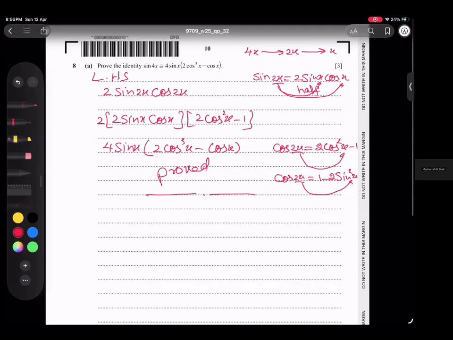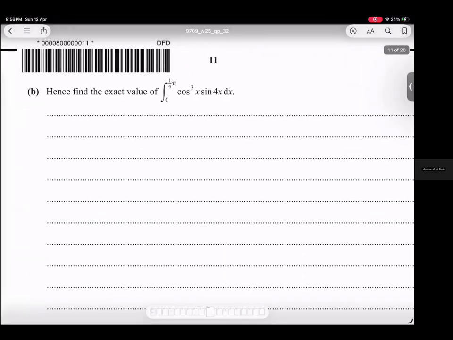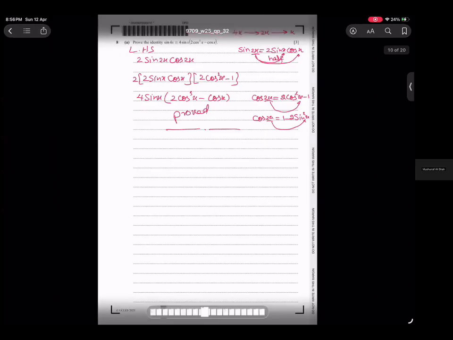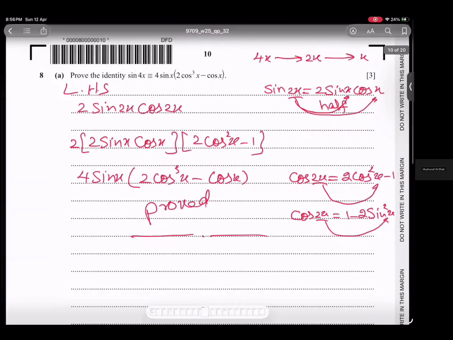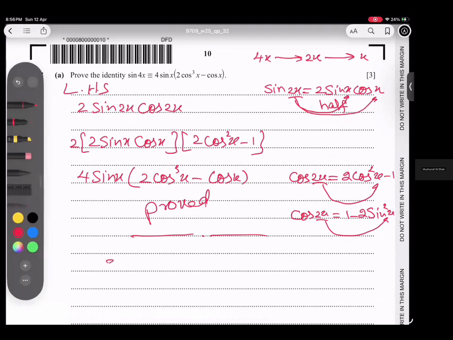So let's talk about the next part. He's asking the exact value of this integration. The important part is the previous result will help us. How can the previous result help us? Check it. I'm writing here sin 4x. This sin 4x is basically equal to this one, so I'm copy pasting from here. Most probably this will help us. I'm not sure, but most probably.